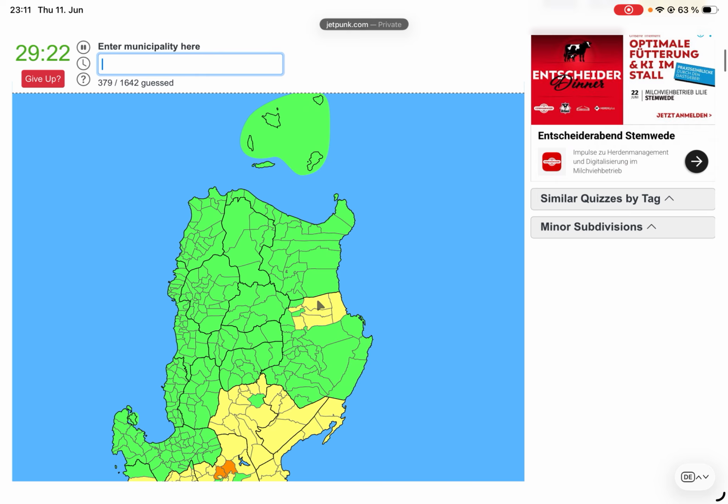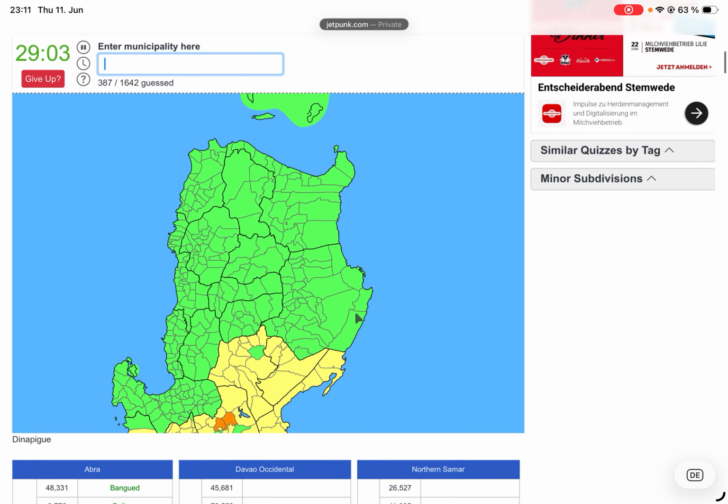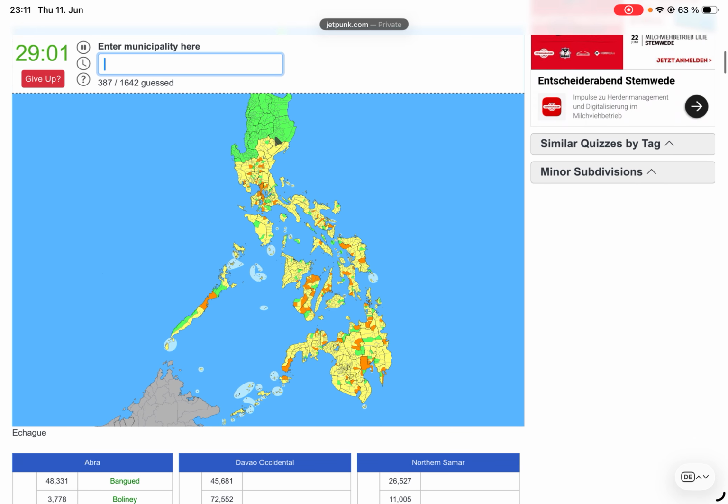We have in the north here San Pablo. We have Maconacon. We have Cabagan, Tumauini, and Delfin Albano. So that's it for Isabela province.